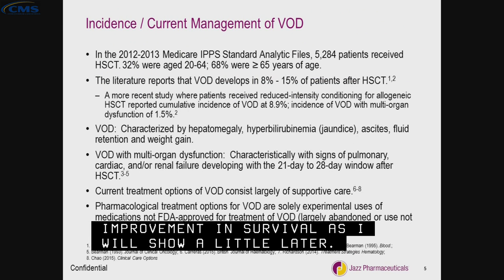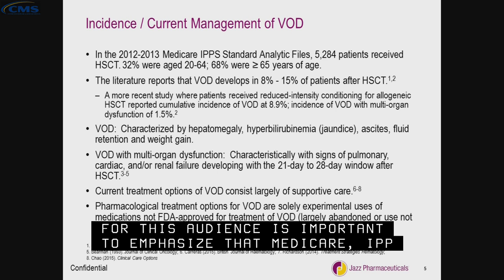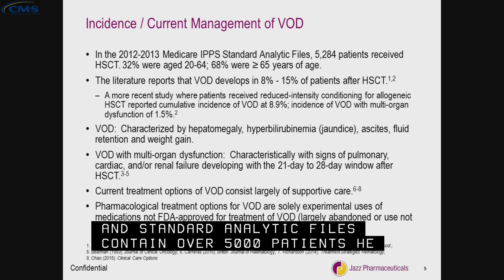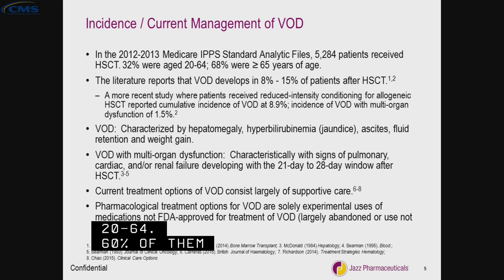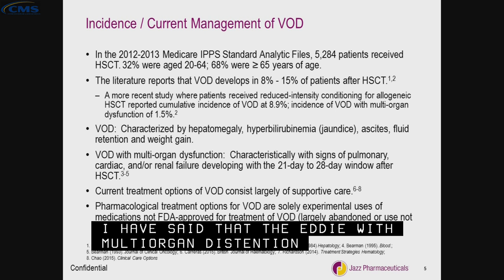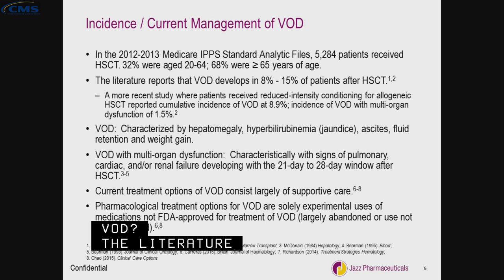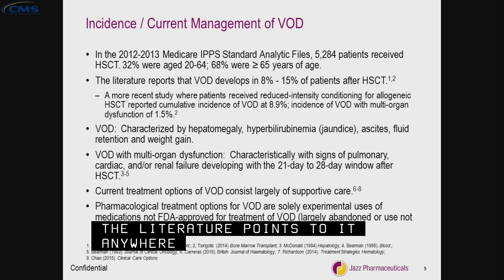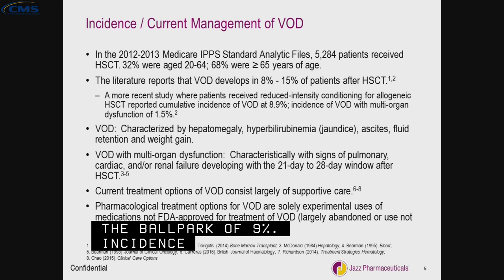For this audience, it is important to emphasize that Medicare IPPS standard analytic files contain over 5,000 patients who received hematopoietic stem cell transplant. 32% of those patients were aged 20 to 64, and 68% of them were 65 or older. I have said that VOD with multi-organ dysfunction carries an extremely high risk of mortality. Here, it is also important to say what the total incidence of VOD is. The literature reports VOD in anywhere between 8 and 15 percent of patients undergoing transplant, and even in patients who are these days receiving reduced intensity conditioning for allogeneic transplant, cumulative incidence of VOD has still been reported in the ballpark of 9%, with incidence of VOD with multi-organ dysfunction around 1.5%.